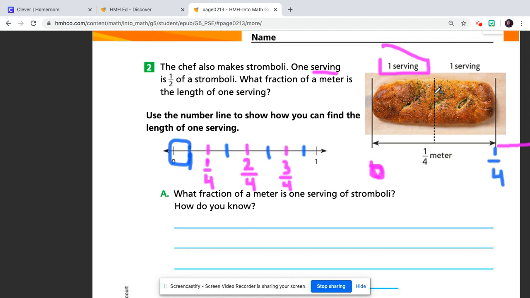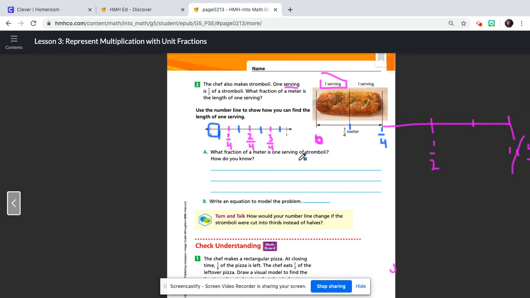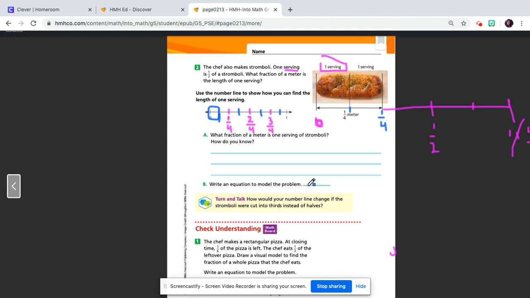How much is this part right here where we cut 0 and 1/4 in half? Right? When we cut 0 and 1/4 in half, what is this fraction here? How much are we supposed to eat? So what fraction of a meter is one serving of stromboli? How do you know? That's what it's asking you. And then write the equation. If it helps you, multiply it out and see what you would get.